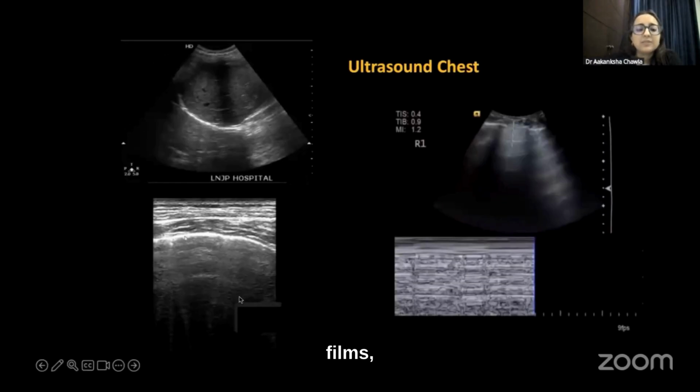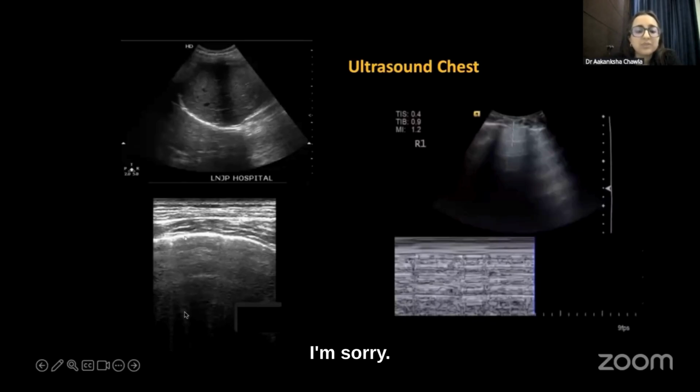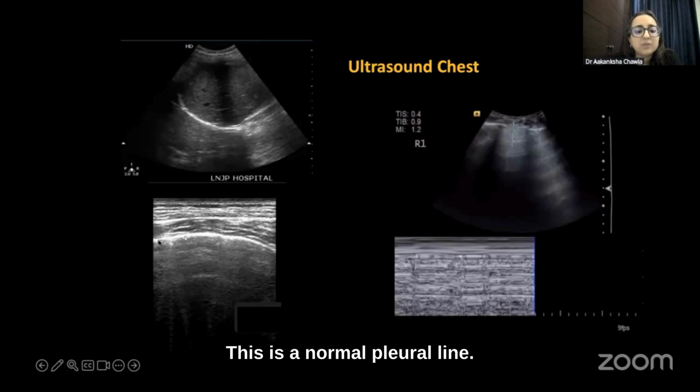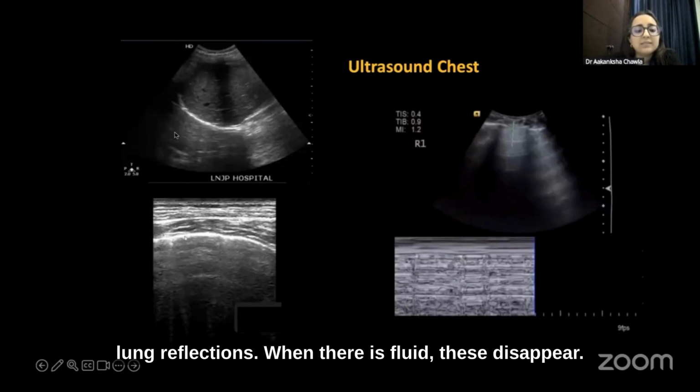When you look at this ultrasound picture, you can see that this is a normal pleural line. If you can appreciate this white pleural line. In this ultrasound picture, you can see that this is your diaphragm. There is the presence of liver. And then there are these lung reflections. When there is fluid, these disappear.